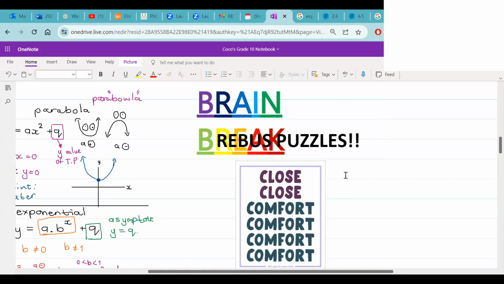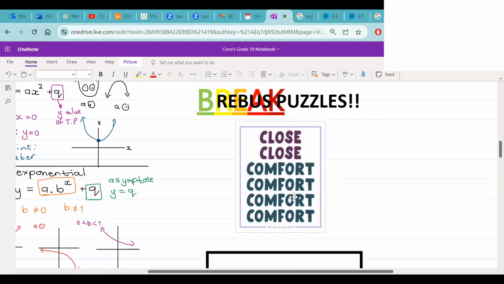Teacher Coco is still here. Since Mirula has already given us the answer for the first one, which is 2 close, 4 compass, because we have 2 close and 4 compass. Okay, let's look at the next one.